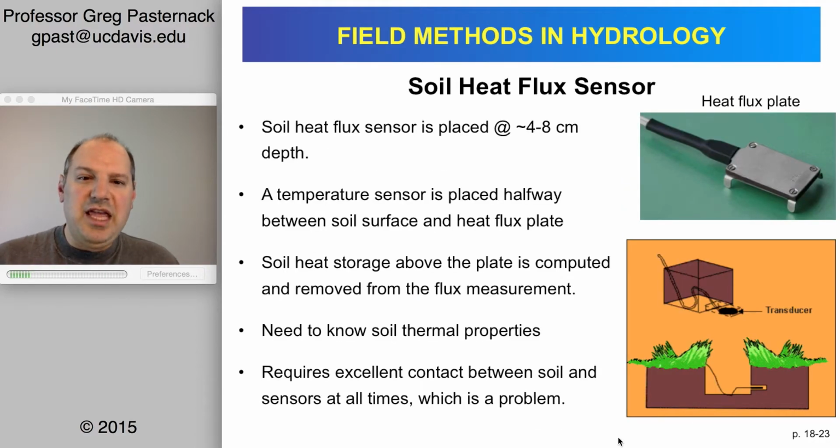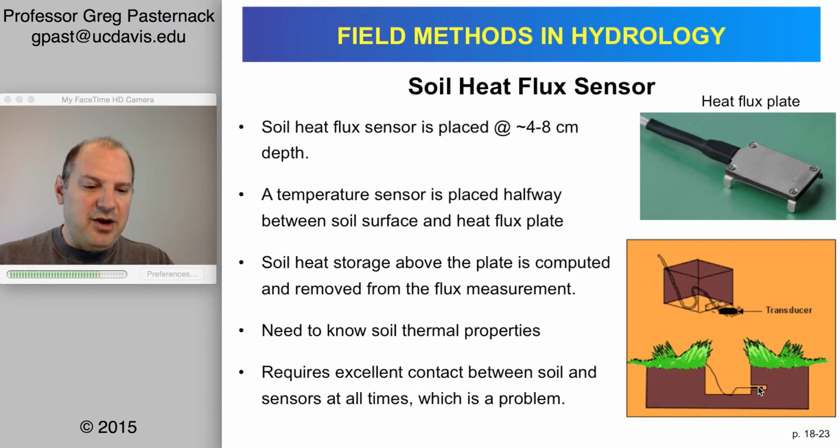Then there's the soil heat flux sensor. This is a plate that you see here in this photo. And what happens is you excavate into the ground, not particularly far, but like 4 to 8 centimeters depth, and you install this plate, pushing it into the sidewall. And the key here is you really want to have good contact with the soil. Then you could backfill that. And you're also going to put a temperature sensor halfway up between the surface and the plate. Ideally, you'd have multiple temperature sensors, but often not.